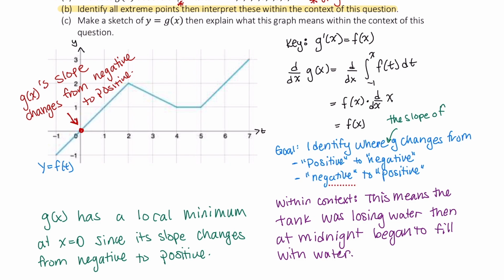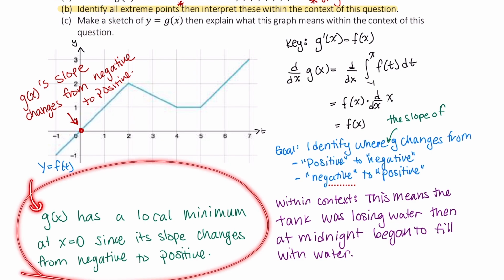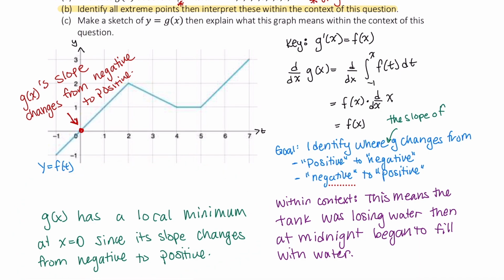So here we are, we've identified one extreme point only here. We have a local minimum, and we know it's a local minimum at 0 because the slope of g, so g, is changing from negative to positive, and we've identified that by seeing where f changes.